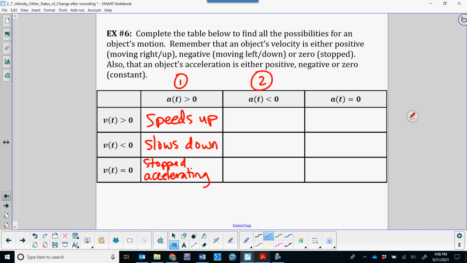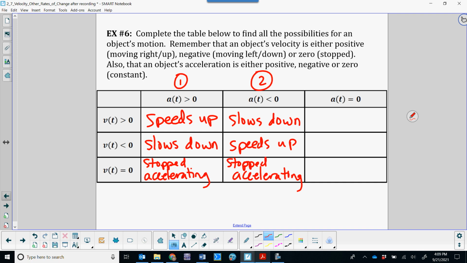Second column here, we have acceleration is negative, but velocity is positive. So we know that means we slow down. And then if acceleration is negative and velocity is also negative, then your little particle is speeding up. And then again, we have stopped accelerating if the velocity is 0.